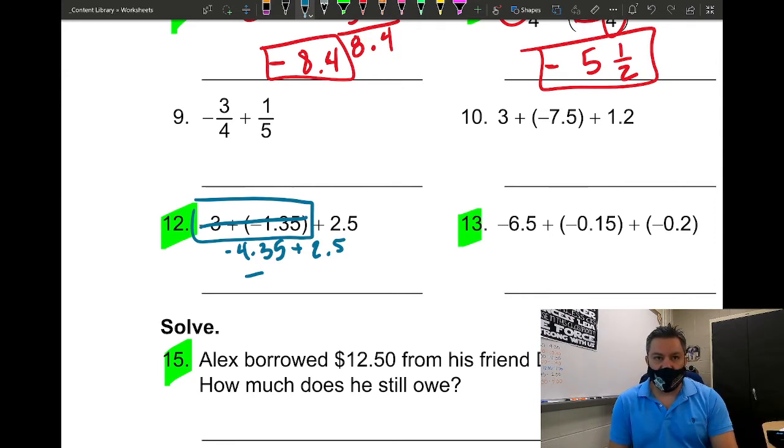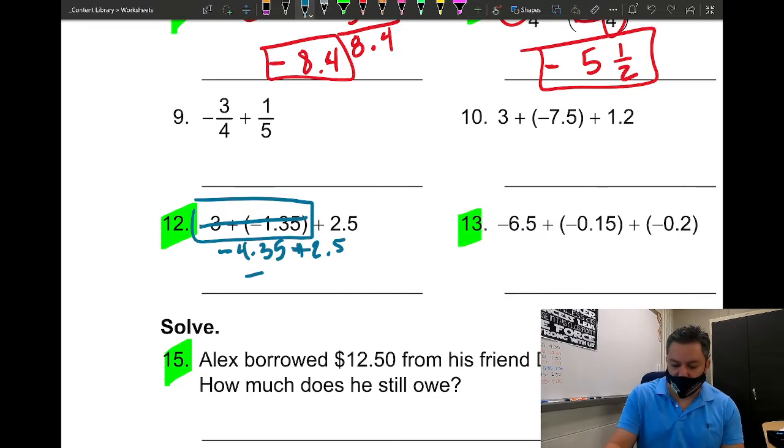You pay me $2.50. Did you pay me the whole thing? No, you still owe me a little bit more, right? How do we find that? We just go ahead and subtract. Again, opposite signs. We have a negative and a positive. Opposite signs, subtract and keep the sign of the bigger number.